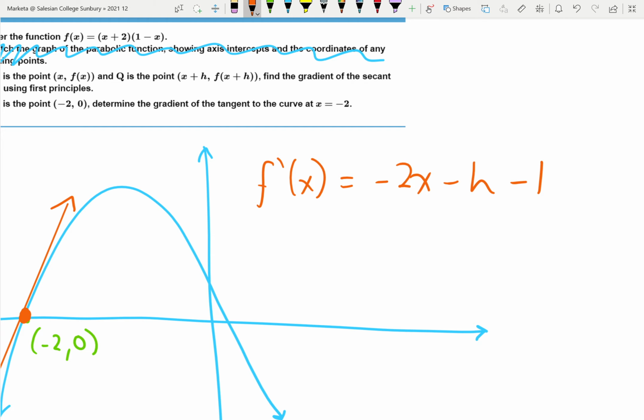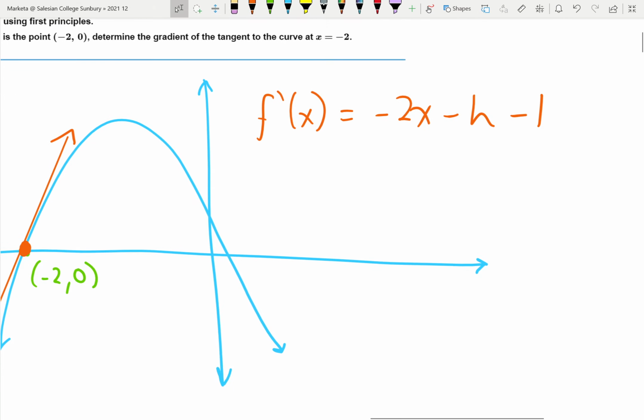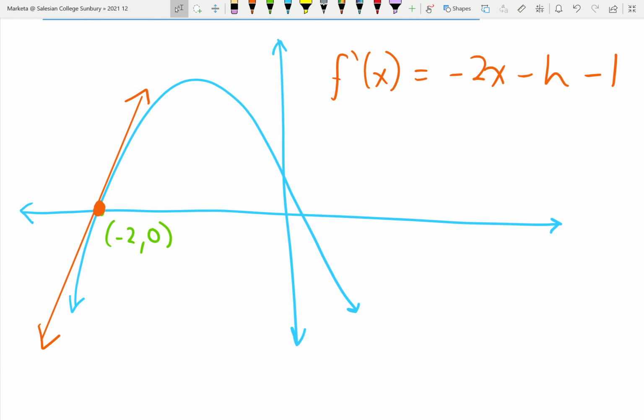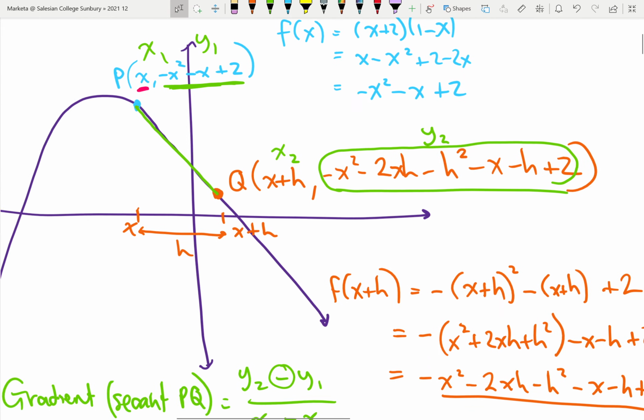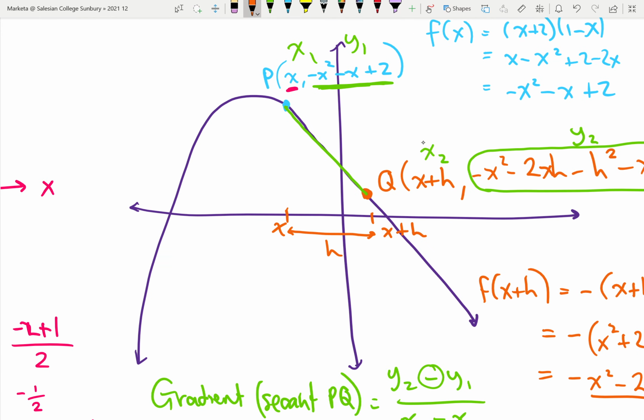So this is the gradient we found for the secant PQ. In our second part there, I drew the secant PQ quite long, so the value of h was pretty big. You can see that the gradient from here to here is going to be representative of the gradient exactly on P, but not so much if it's so long.